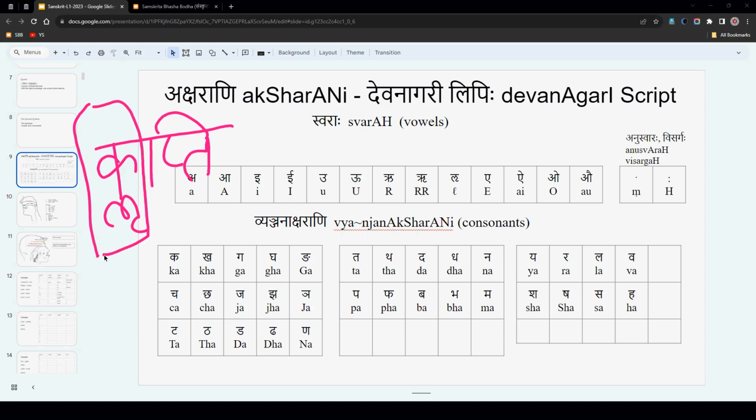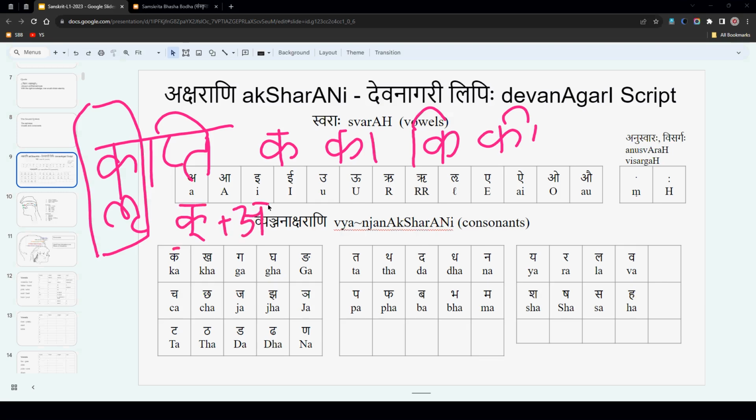This klu is a ka plus ru. This is actually like when we write ka, ka, ki, ki. I think you all know this: gunitaksharam, ka, ka, ki, ki. So what are these? Vyanjana plus swaras. Yes, vyanjana plus swaras. So we have ka means ka plus a, then ka plus aa, and so on.